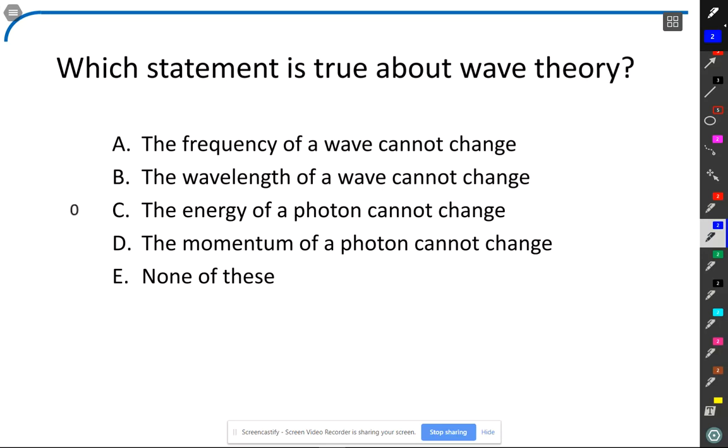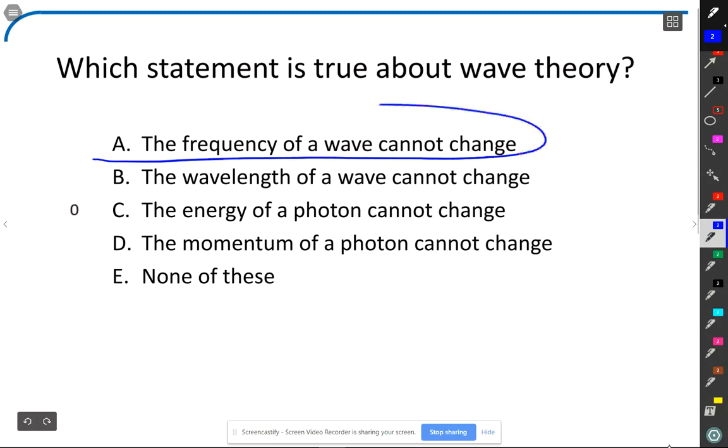The frequency of a wave cannot change. If I have a wave that goes from, let's say, air into water, the frequency stays the same. The speed didn't stay the same, so the wavelength changes. But the frequency stays the same.